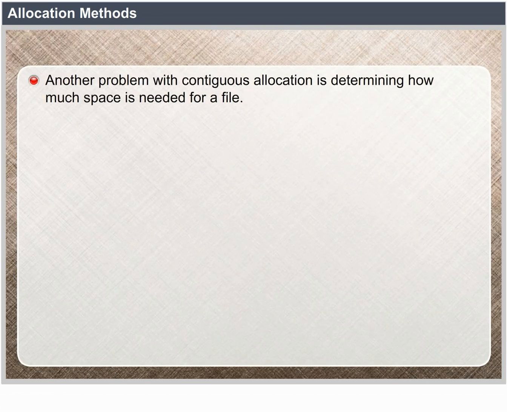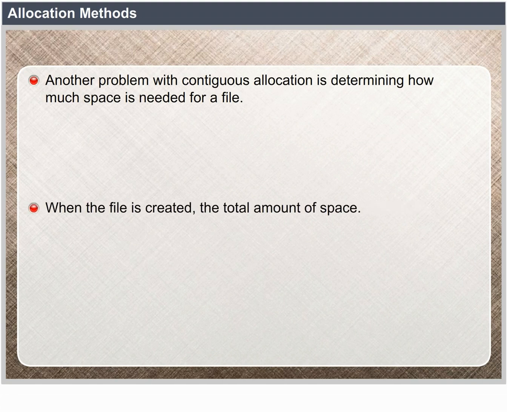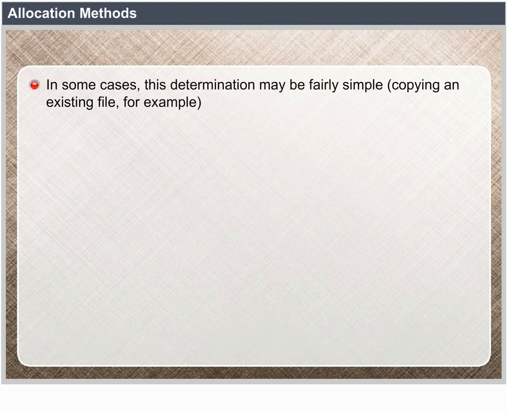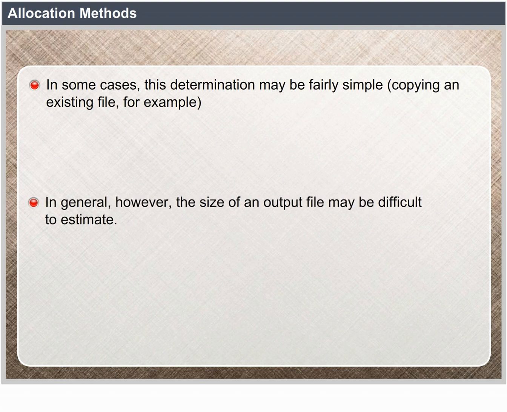Another problem with contiguous allocation is determining how much space is needed for a file. When the file is created, the total amount of space it will need must be found and allocated. How does the creator, program, or person know the size of the file to be created? In some cases, this determination may be fairly simple, copying an existing file, for example. In general, however, the size of an output file may be difficult to estimate.